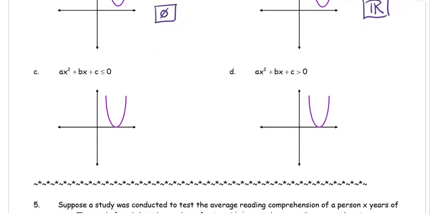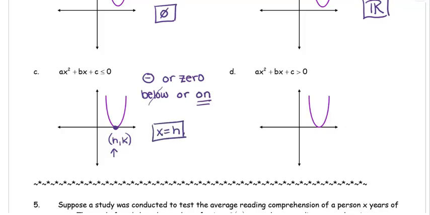All right, look at part C. Ax squared plus bx plus c is going to be less than or equal to 0. So that means I want it to be negative, or I want it to be 0. If it is negative, it's going to be below the x-axis. If it is 0, it is going to be on the x-axis. Well, if I take a look here, it never falls below, but it does touch the x-axis there. It's touching it at the vertex. Keep in mind our vertex is (h, k), and since we're concerned about our x values, we can say x is going to be equal to h.